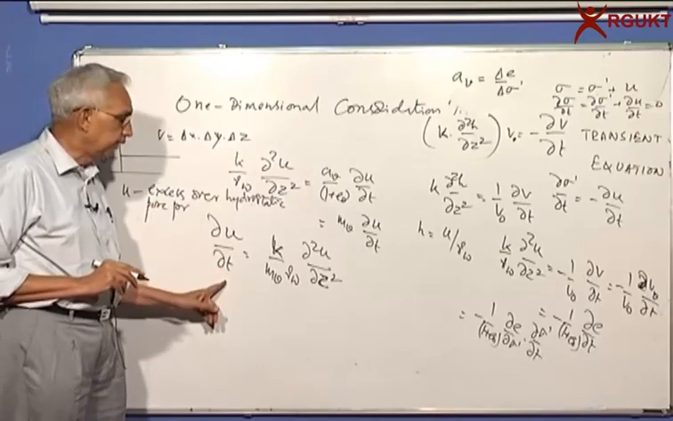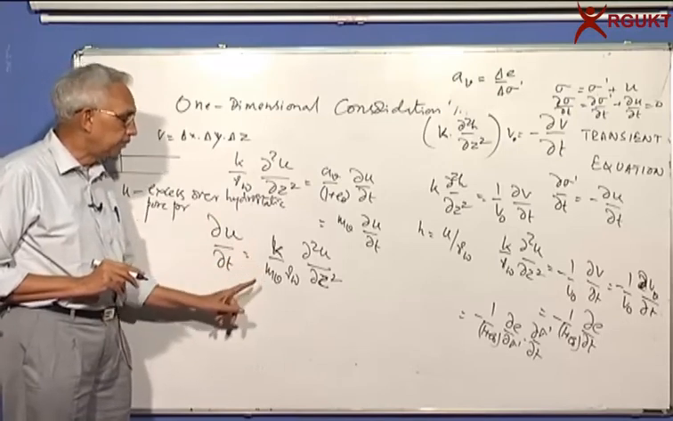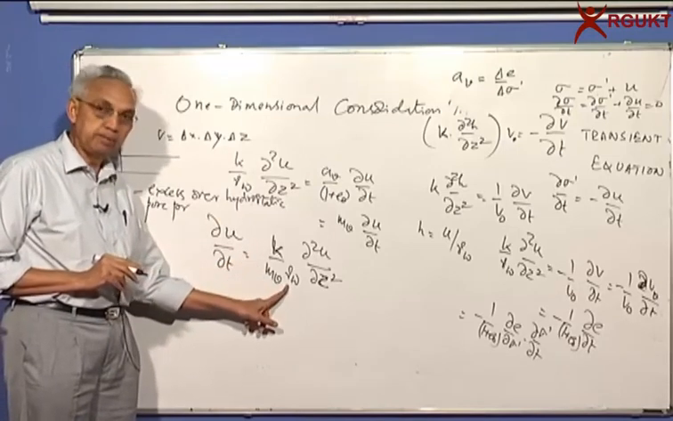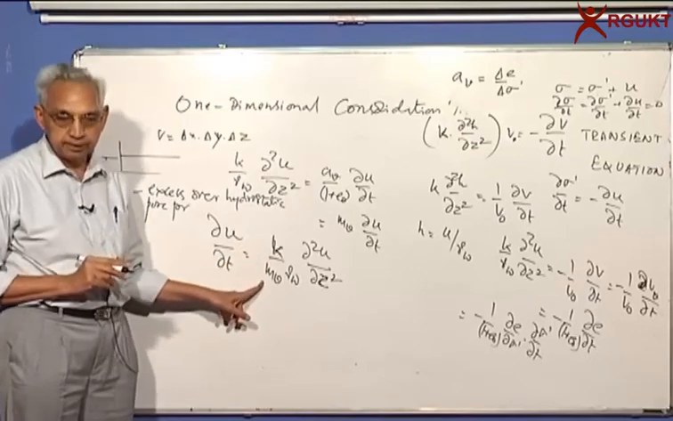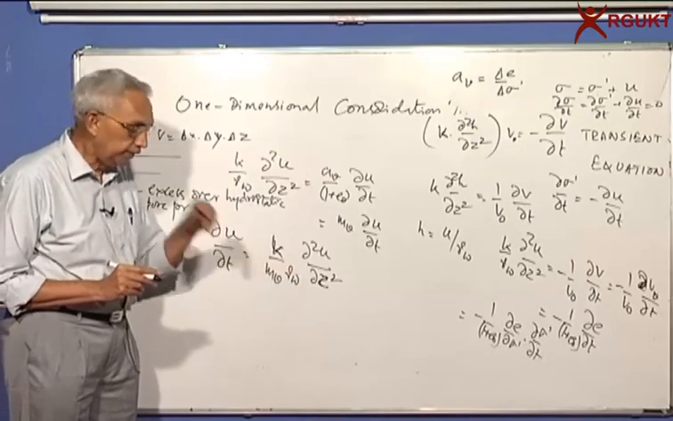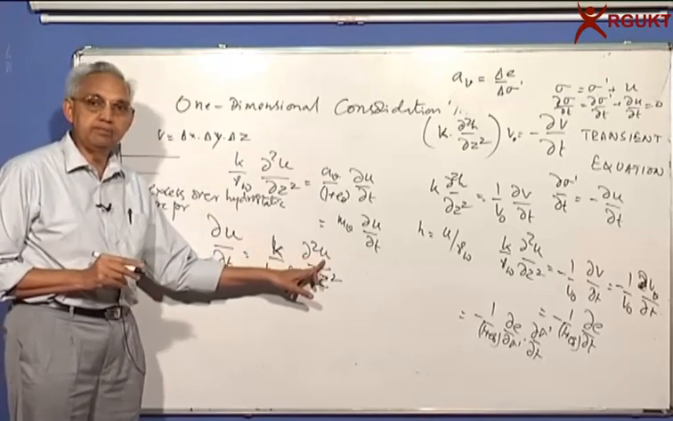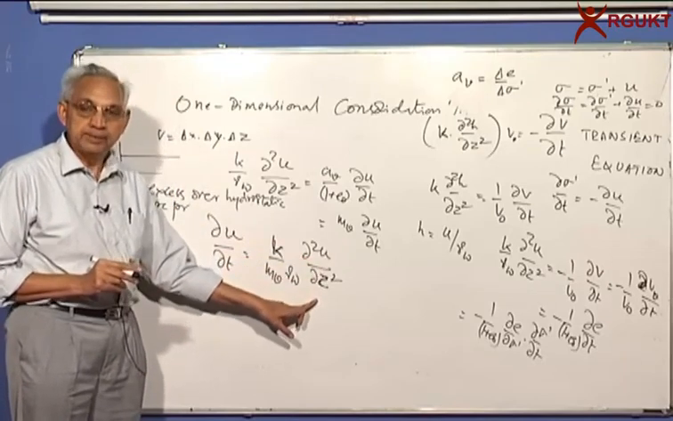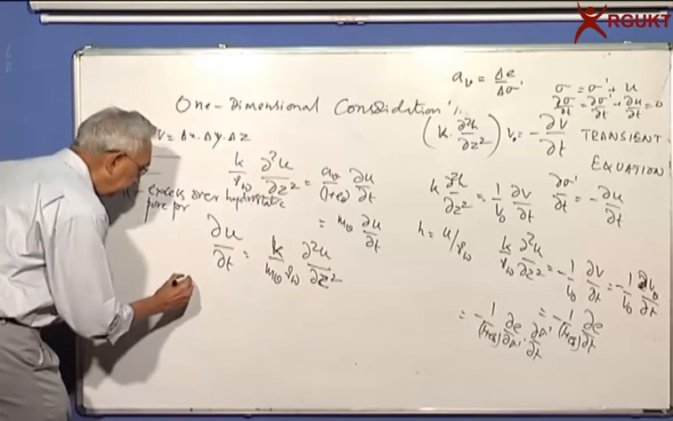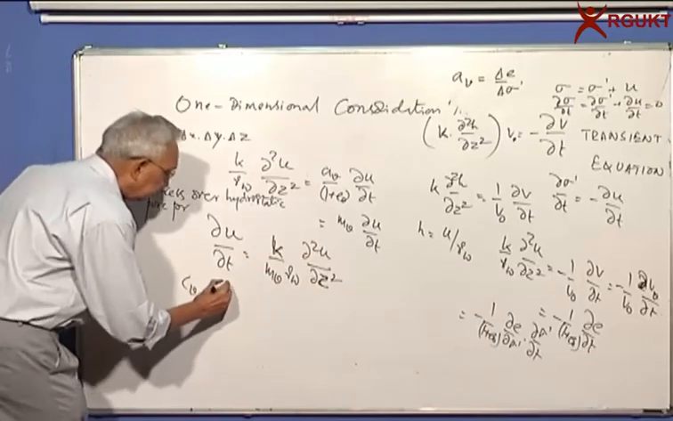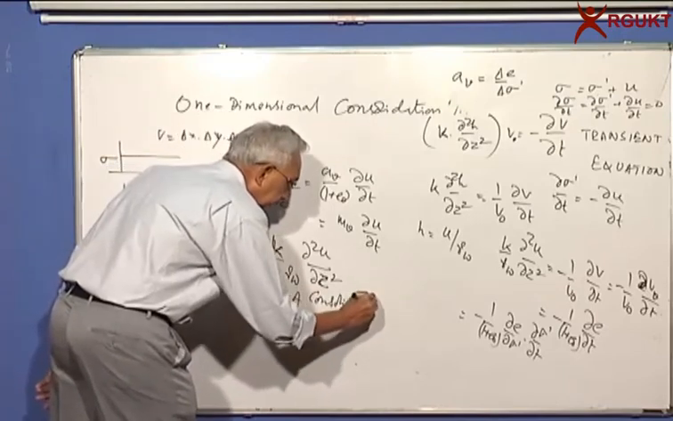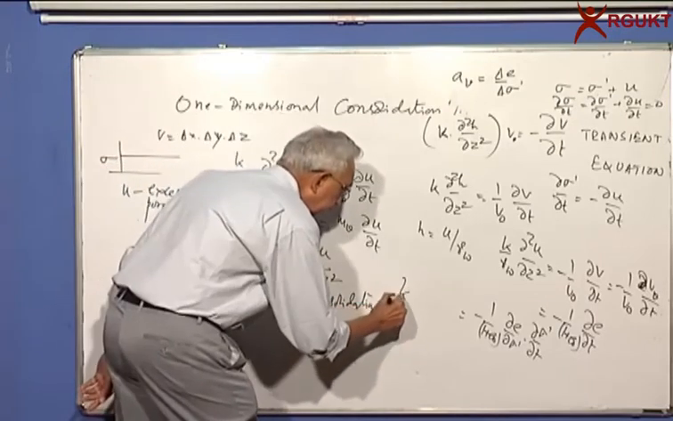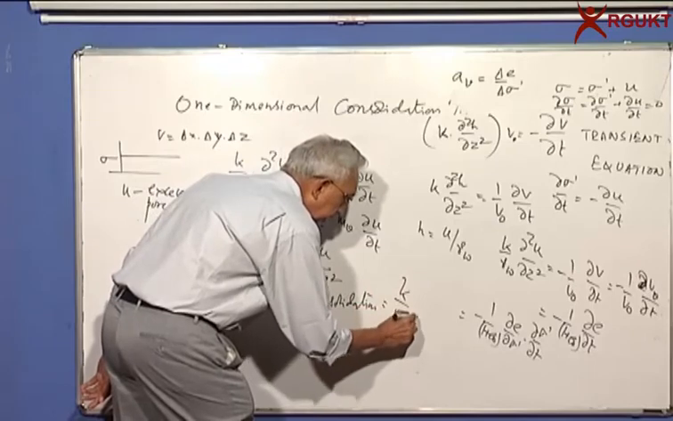Derivative of u with respect to t is equal to k divided by m_v times gamma_w, times the second derivative of pore pressure with respect to z squared. k is the coefficient of permeability, m_v is the coefficient of volume change, and gamma_w is the unit weight of water. We define a new term called c_v, the coefficient of consolidation, which is equal to k divided by m_v times gamma_w.